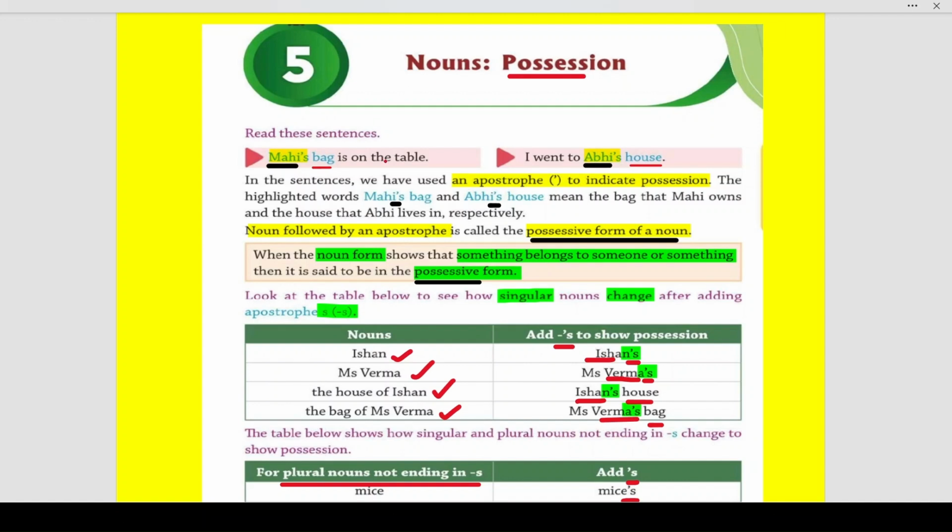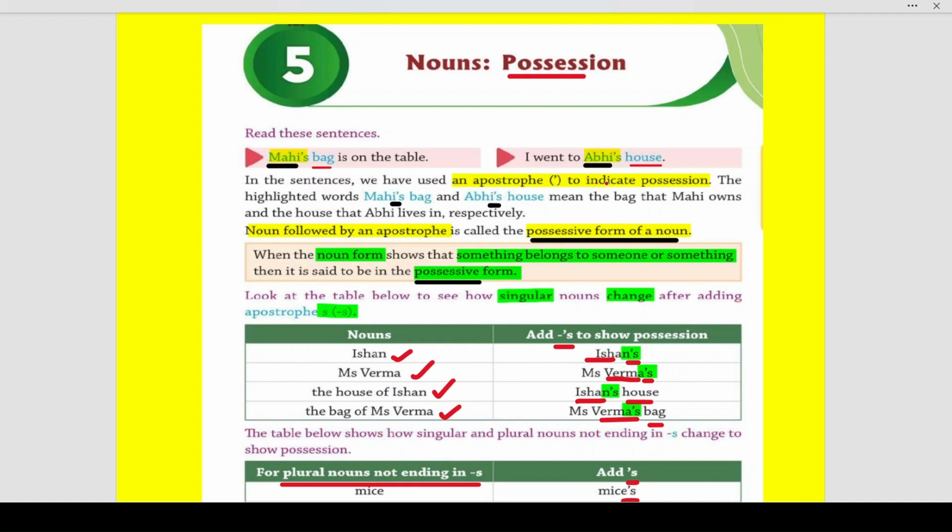Now, read these sentences. Mahi's bag is on the table. Now, whom are we talking about? We are talking about Mahi. Now, Mahi over here is our noun. I went to Abhi's house. We are talking about Abhi. Abhi is our noun here.